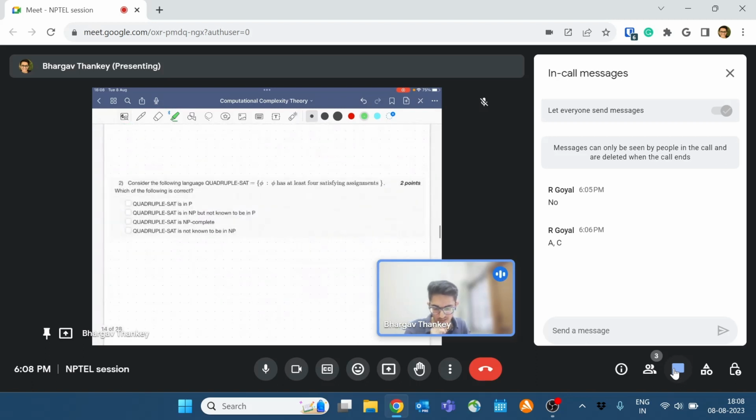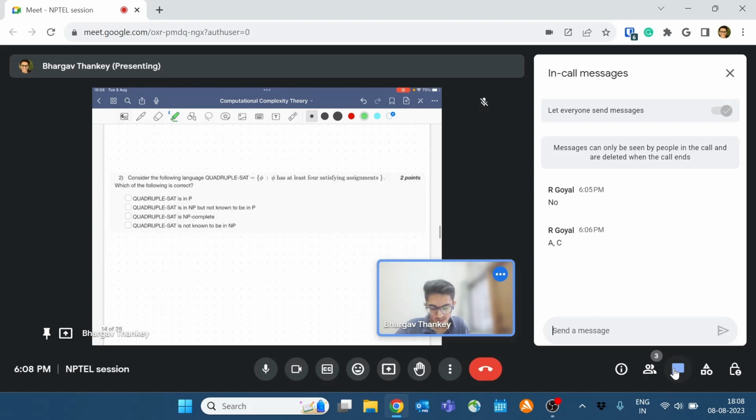The next problem is: consider the following language, quadruple SAT, which is defined as the set of all Boolean formulas phi such that phi has at least four satisfying assignments. Which of the following options is correct? Option A is quadruple SAT is in P. Option B is quadruple SAT is in NP, but it is not known to be in P. Option C is quadruple SAT is NP complete. And option D is quadruple SAT is not known to be in NP.